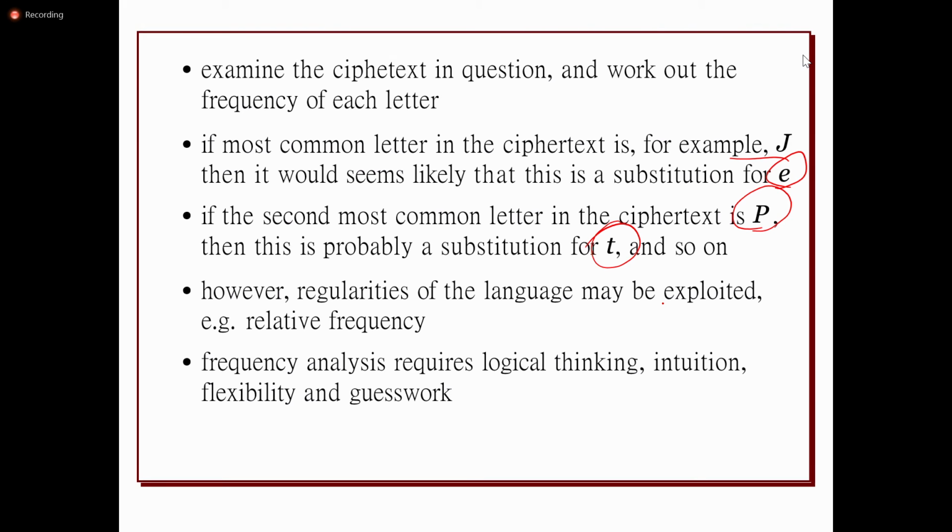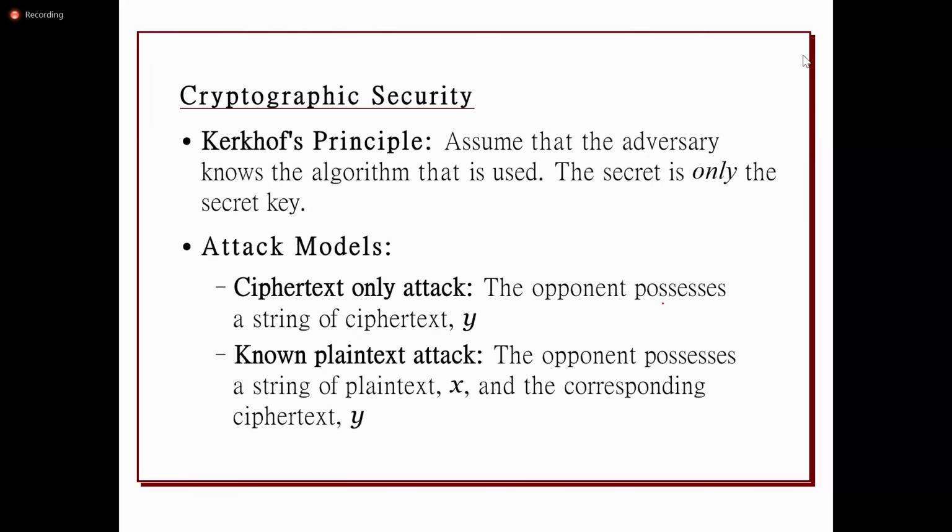So with this substitution technique, the cryptanalyst can break it and easily get the plain text by applying this frequency analysis. But with the key space, it is not possible, because the key space is 26 factorial.